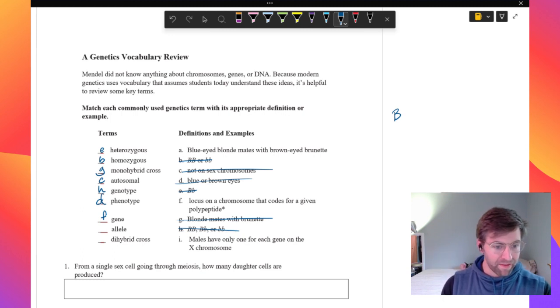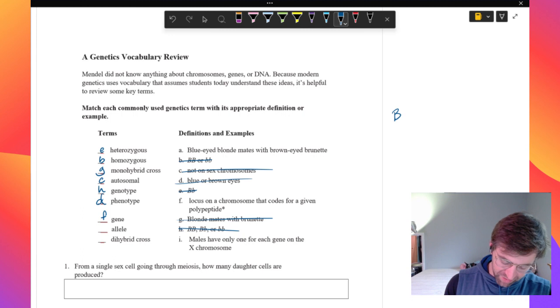Then we have an allele. The answer here is I. Males have only one for each gene on the X chromosome. There's only one allele for each gene on the X chromosome.